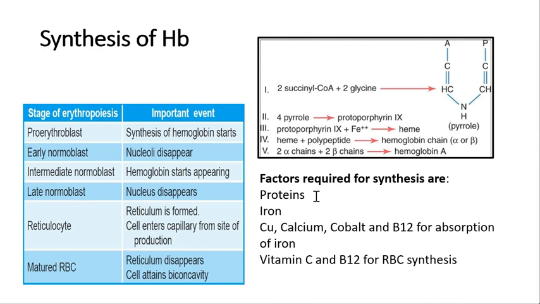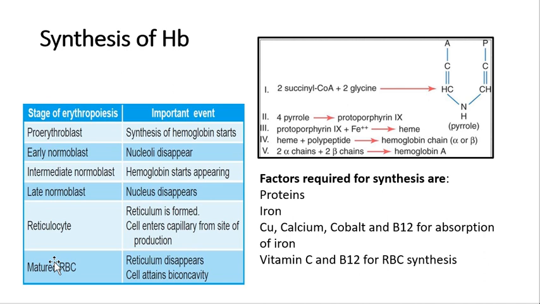Those are protein, obviously we need for globin synthesis, iron for heme synthesis, copper and calcium and vitamin B12 for absorption of iron, and cobalt is needed for conversion of Fe3 positive ferric ion, which we intake in food, to be converted into ferrous form, right? Then vitamin C and B12, which is needed for RBC synthesis. We know that erythropoiesis series is there, so we need all these nutrition during erythropoiesis in bone marrow.